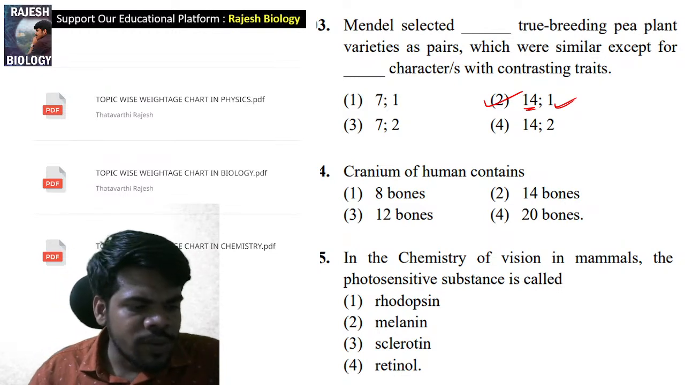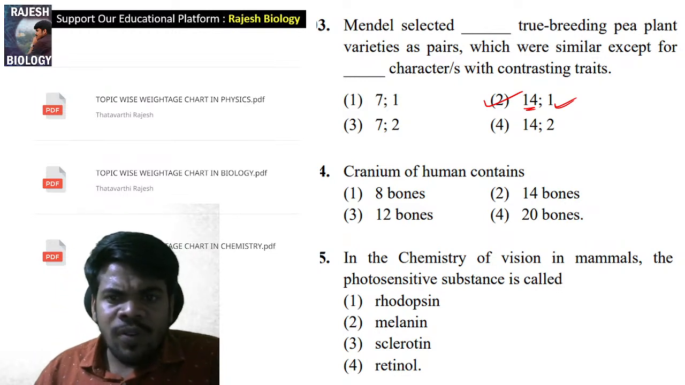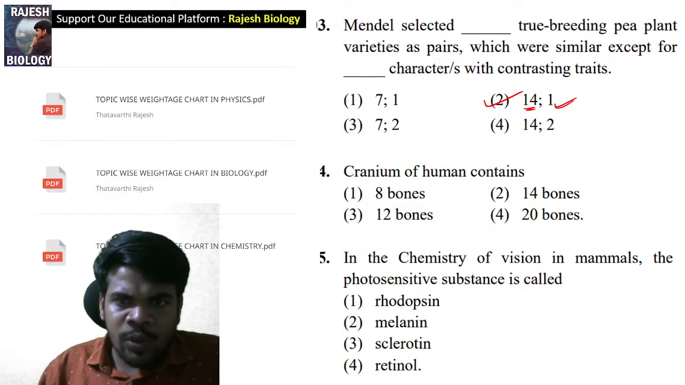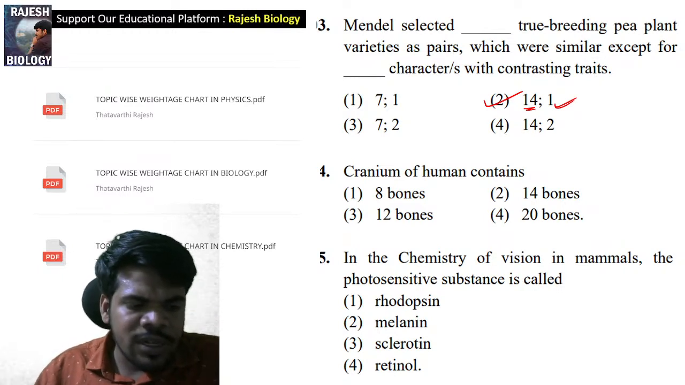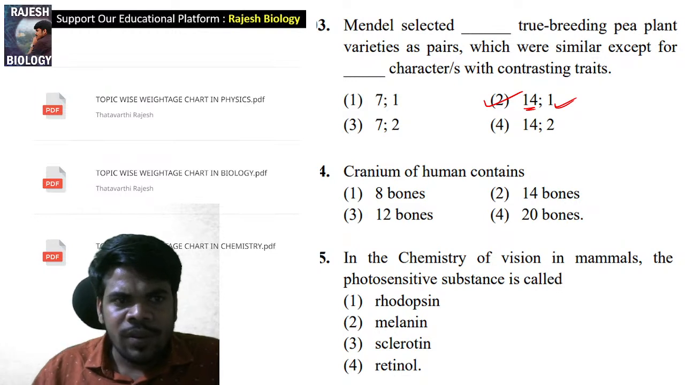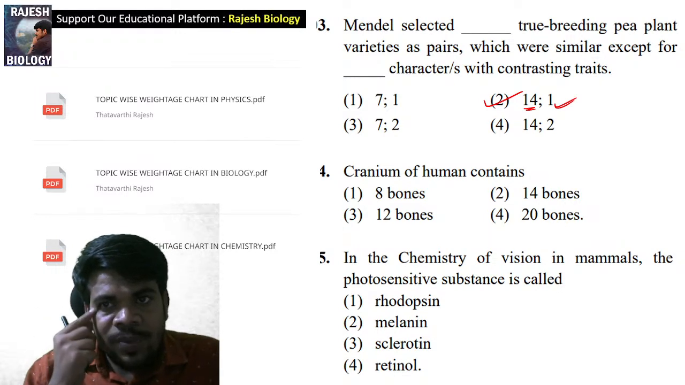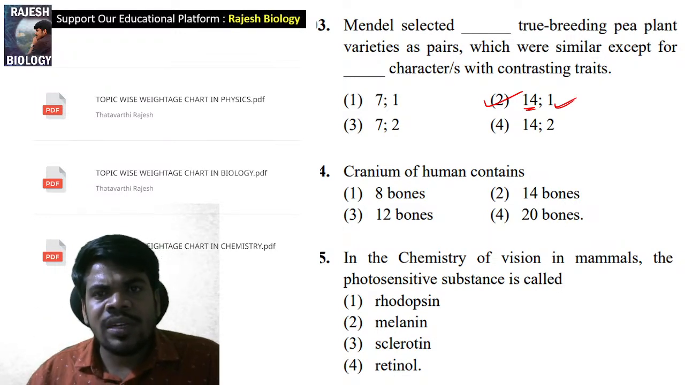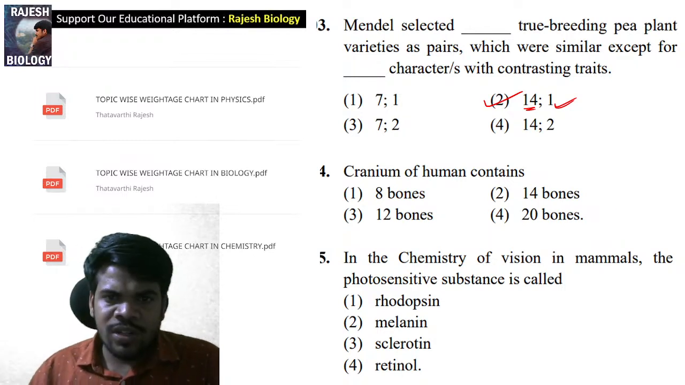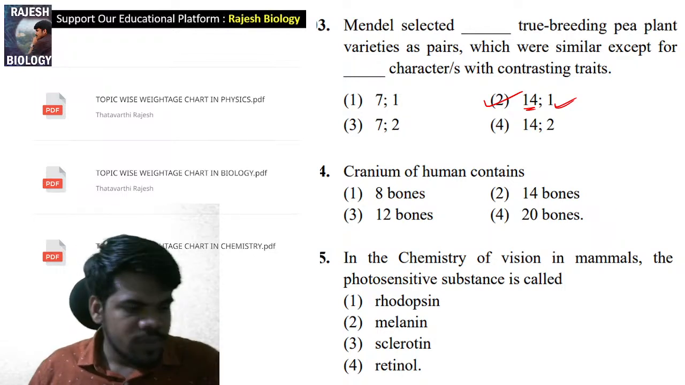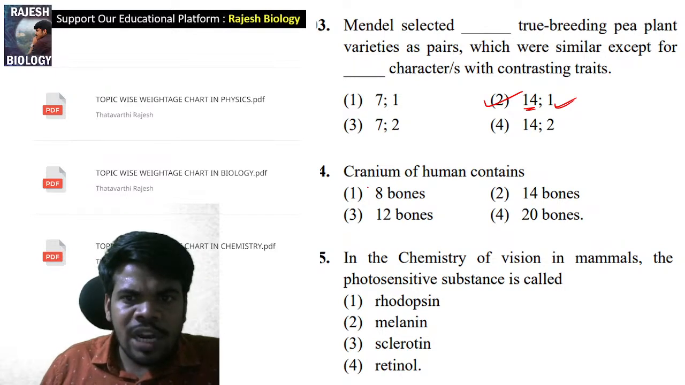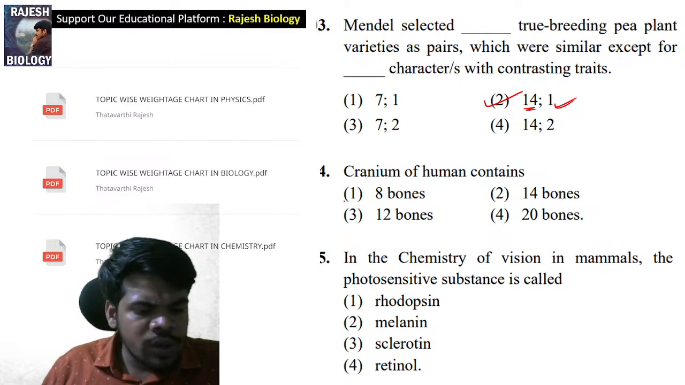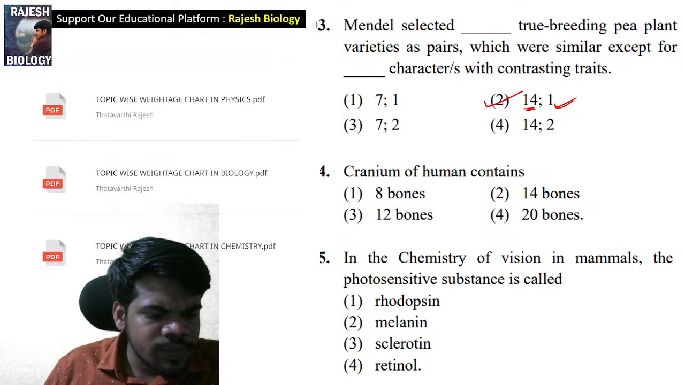Come to the fourth question. The cranium of human contains, actually it is a zoology question. As per our state syllabus, it is a zoology question. In our state, this principles of inheritance subject is dealt with by the botany lecturers, right? Come to the fourth question. Cranium of human contains, a zoology question. Who is going to give the answer for this?